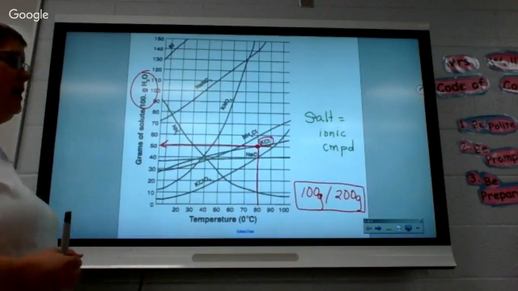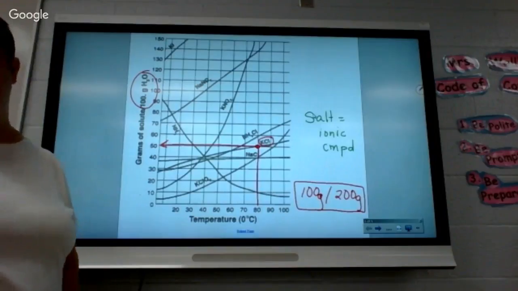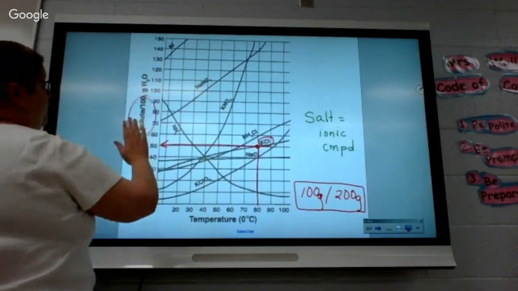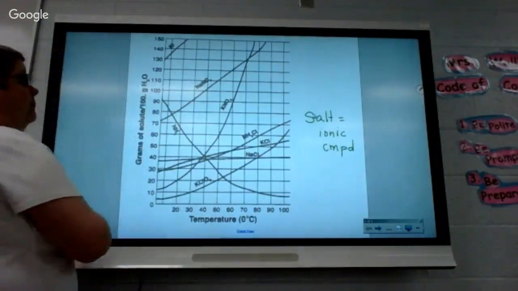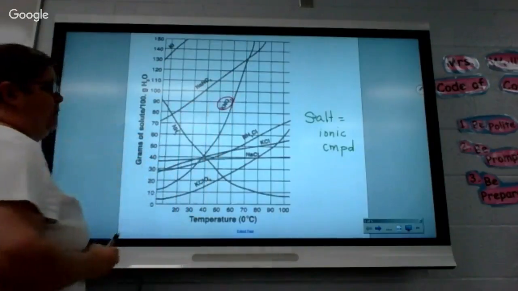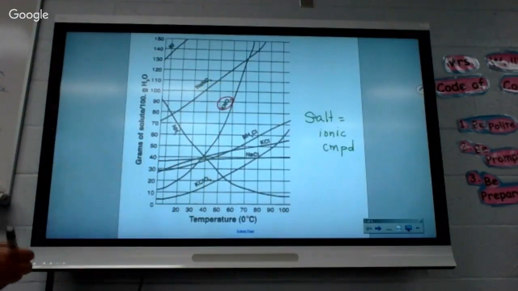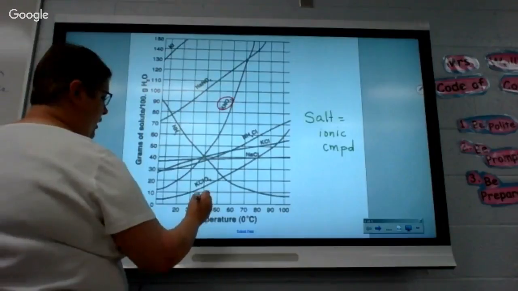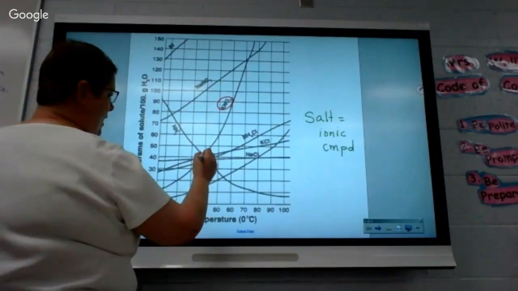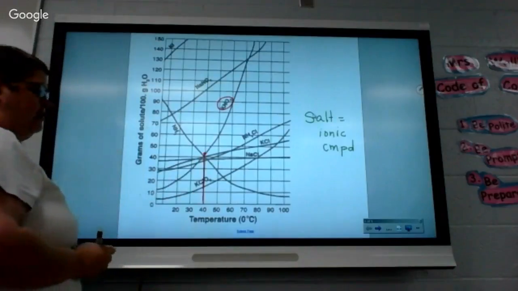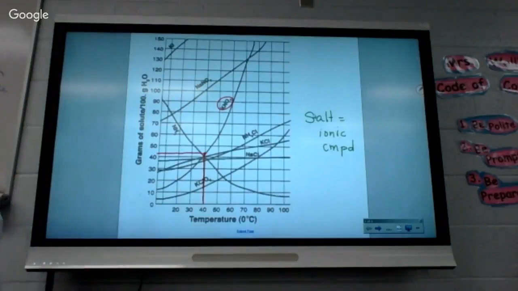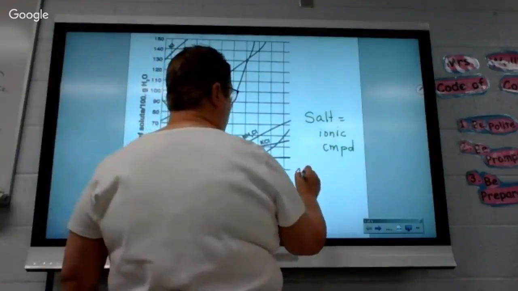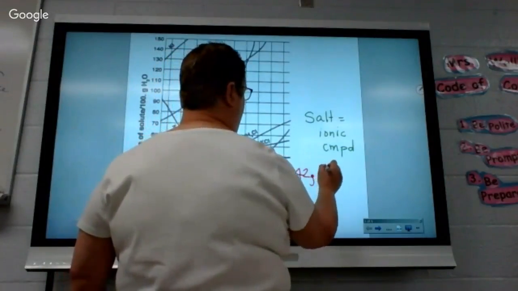All right, number 3. This time they want to use what compound? Potassium nitrate. So which one up here is potassium nitrate? KNO3. So this time we're using this compound. What temperature did they give us this time? 40. So this time we're going 40 up to KNO3 is right here. So it's a little past the crosshairs. So we have to estimate and run over about there. So what do you estimate that to be? 42, 43, either one's good. All right, 42 grams per 100 grams.